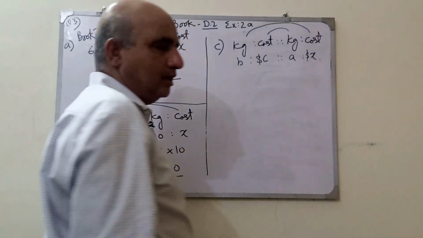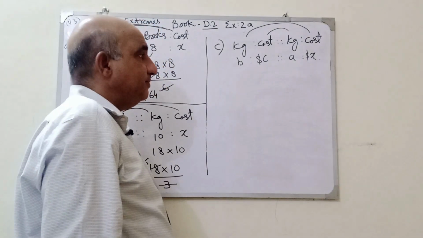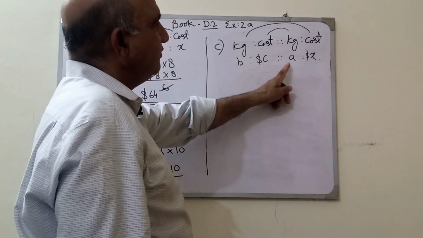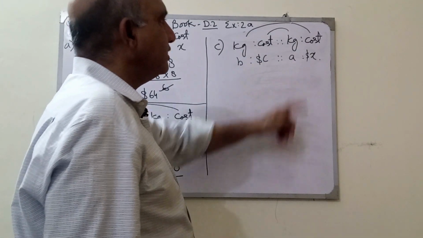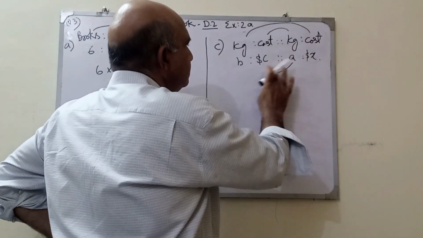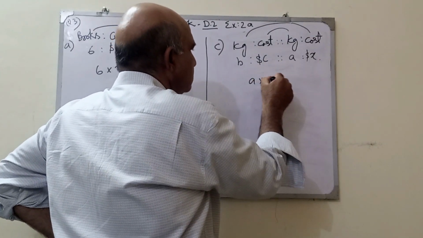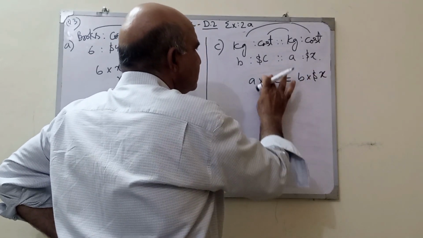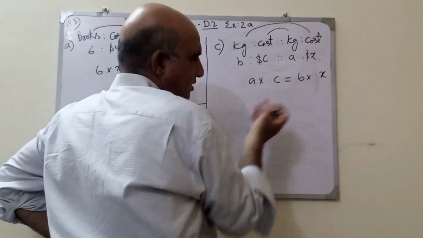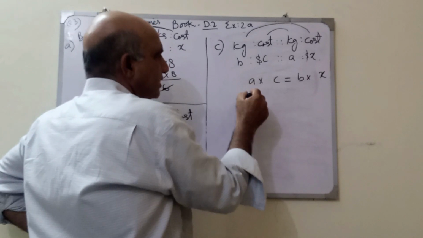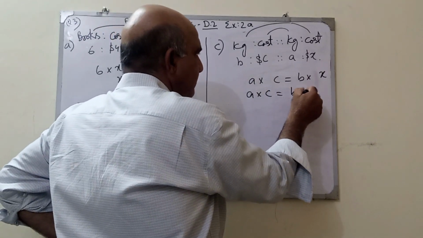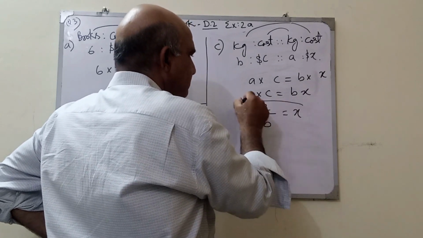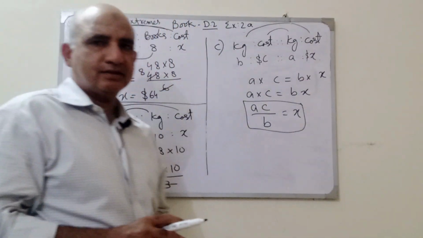He's saying, in terms of A, B, C, that the cost of B kg sugar is $C. What is the cost of A kg sugar? So here again we will do the same: A into $C is equal to B into $x. Now there is no need to write dollars or any measurements or quantities. A into C is equal to Bx. We are going to find the value of x, so AC over B is equal to x. This is the answer. In this way we will find the answer.